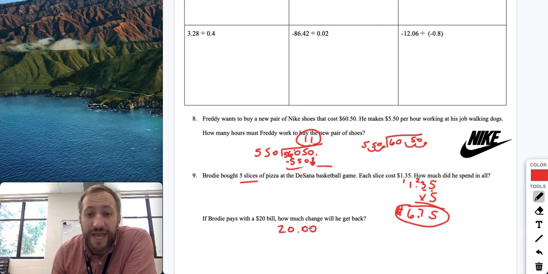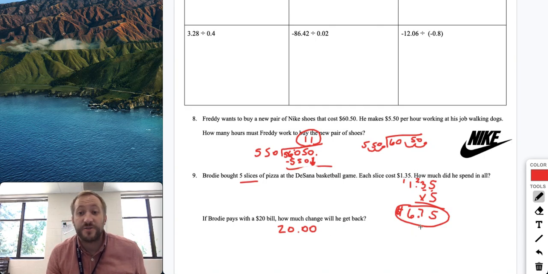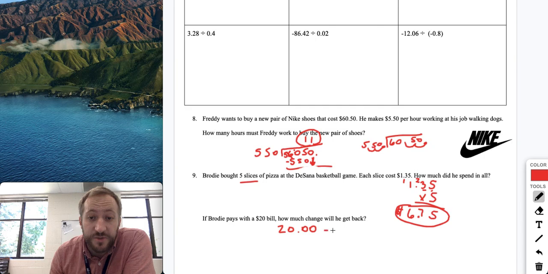Over here, Brody pays with a $20 bill. How much change will he get back? So he pays with a $20 bill. His total cost was $6.75. So I'm taking that 20 and subtracting $6.75 to see how much change he's going to get back. Now we put the $20 on top because that's the larger number. If you try to put the $6.75 on top, it won't work out at all. In fact, you have to have the larger number on top in order to subtract properly.